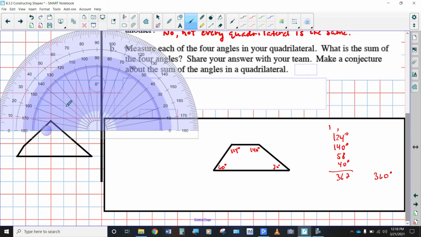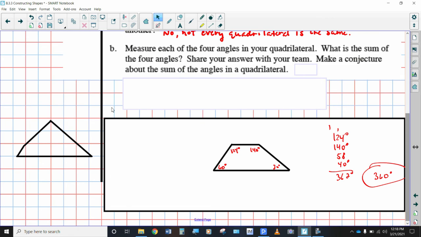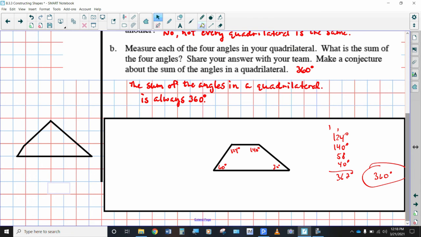Once again, my precision in my measurement and my creating of these shapes made it a little bit off. But this is the key right there: whenever you have a quadrilateral, which is a four-sided polygon, you are always going to have all of the angles supposed to add up, if they've been constructed properly, to 360 degrees. The sum of the angles in a quadrilateral is always going to be 360 degrees.